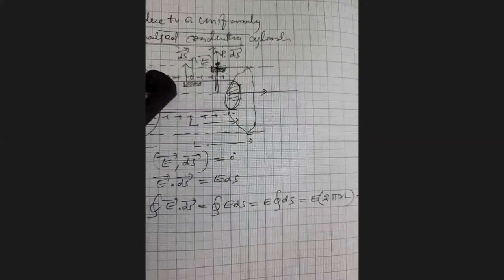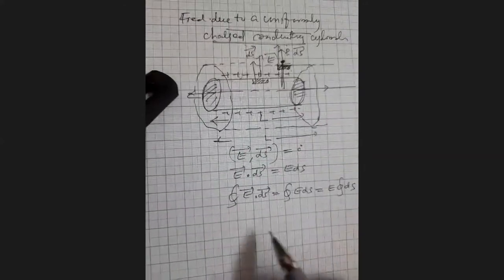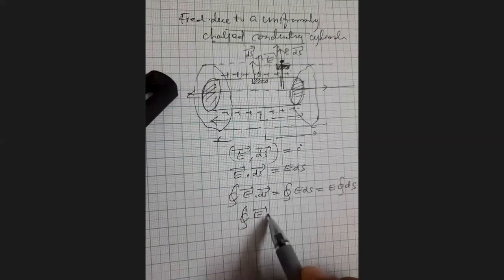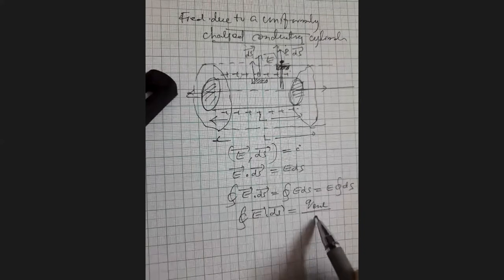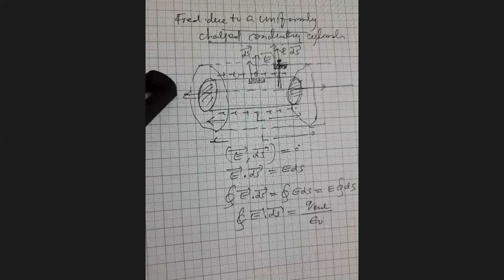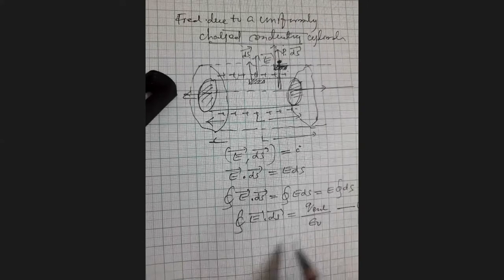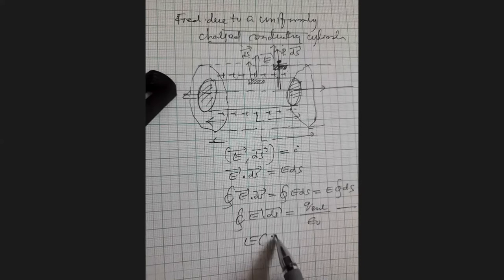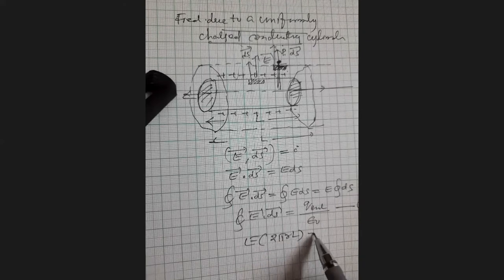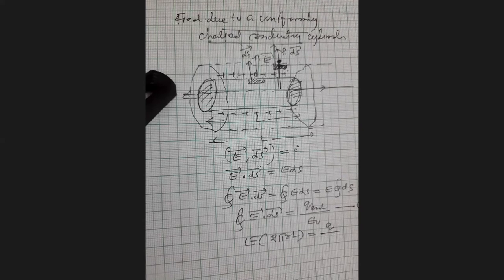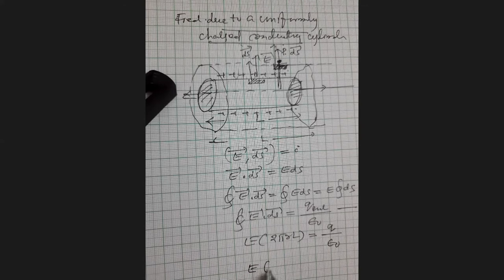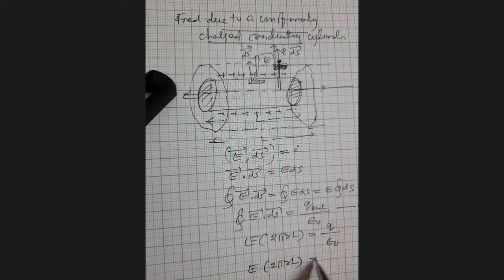But according to Gauss law, closed integral E dot dS is equal to charge enclosed by the surface divided by epsilon naught. This is equation 2. Now from equations 1 and 2, we can write E into 2 pi r L is equal to the charge enclosed by that Gaussian surface, that is the charge on the cylinder, Q by epsilon naught.